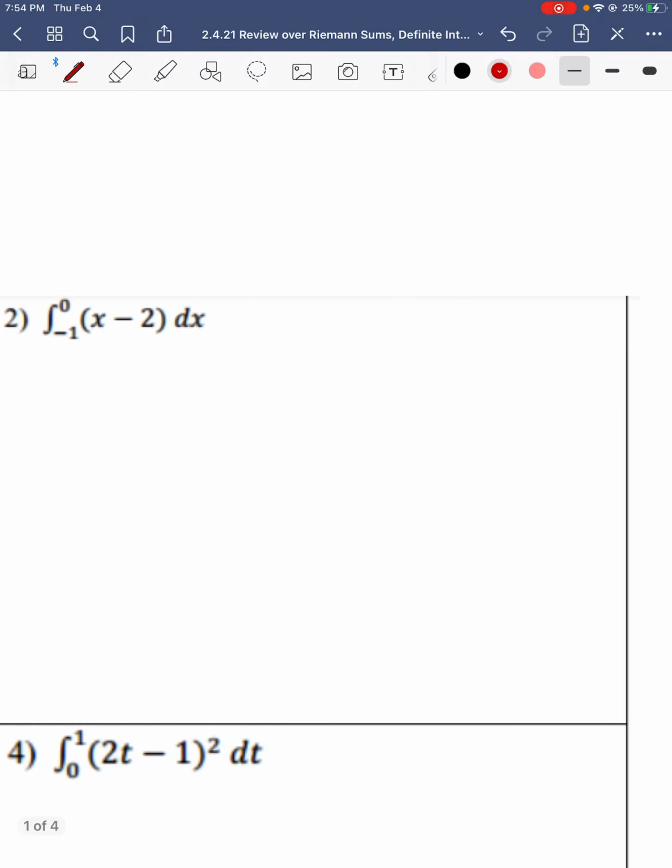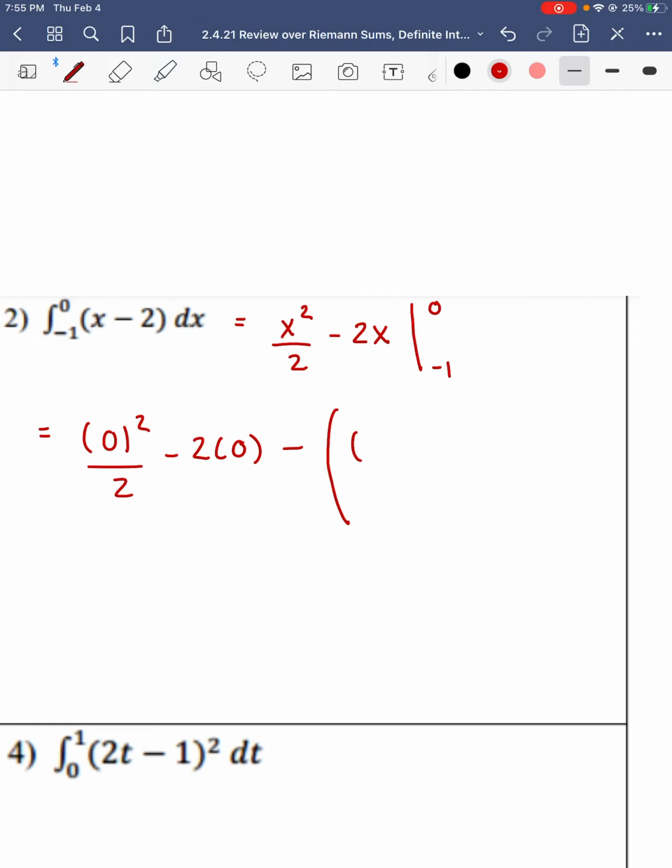Alright, on the second one, we're going to do the same thing, except we have 2 terms instead of 1. So our antiderivative would be x squared over 2 minus 2x, evaluated from -1 to 0, which would just become 0 squared over 2 minus 2 times 0 minus all of -1 squared over 2 minus 2 times -1.